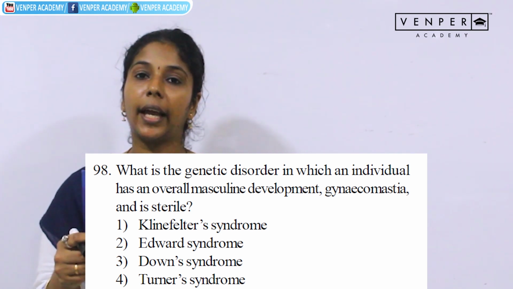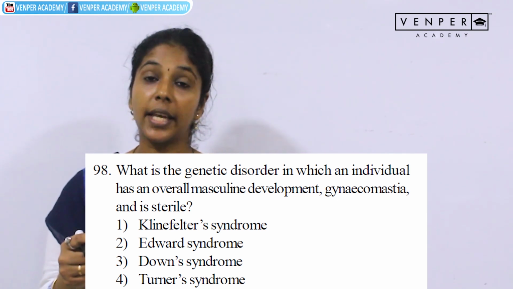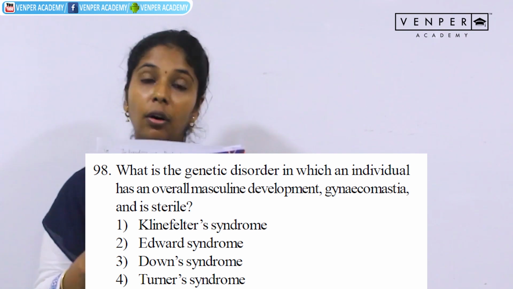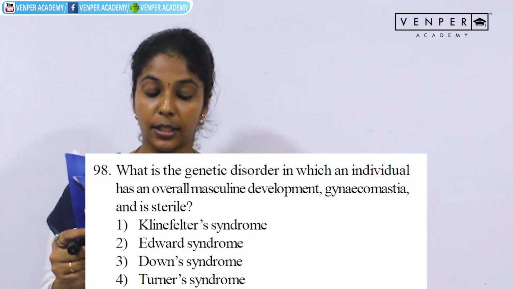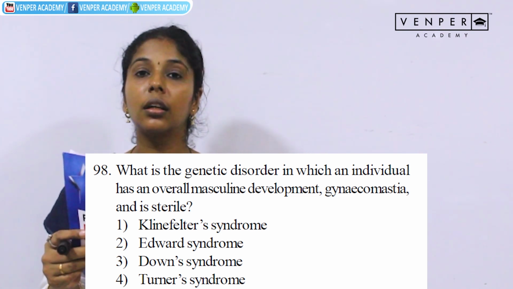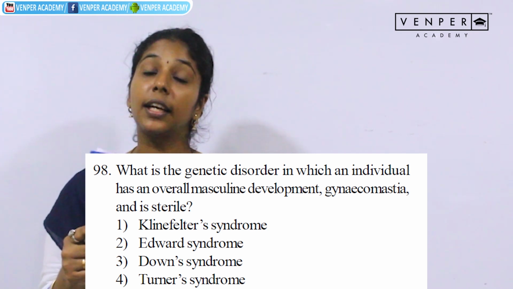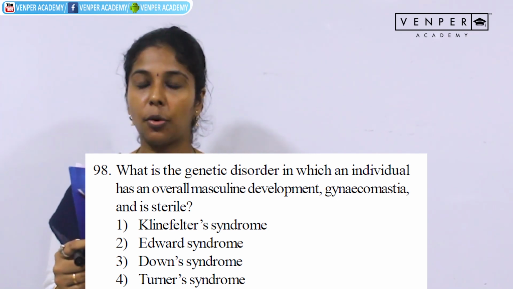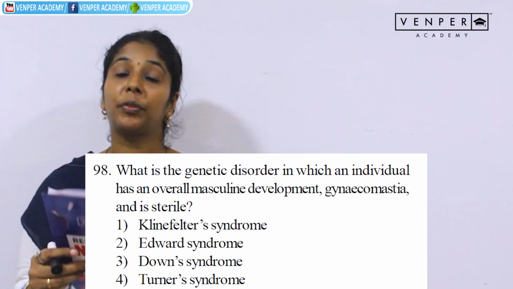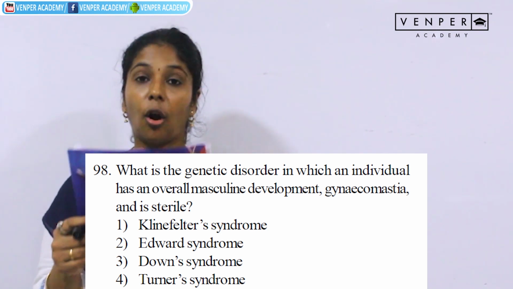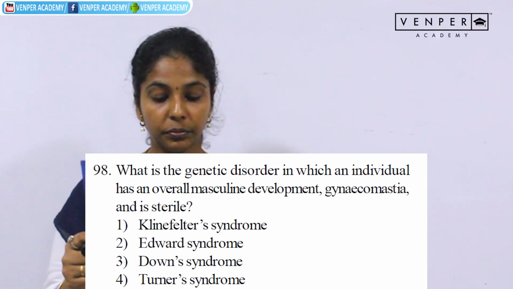From the question, we can assume that the problem is with the sex chromosome. There are 4 syndromes given, in which Klinefelter syndrome and Turner syndrome are related to sex chromosomal diseases. Edwards syndrome and Down syndrome are autosomal diseases or autosomal genetic disorders.